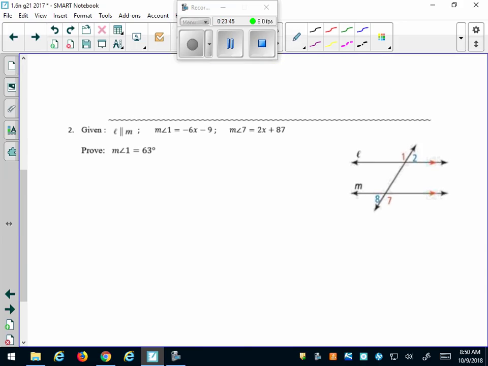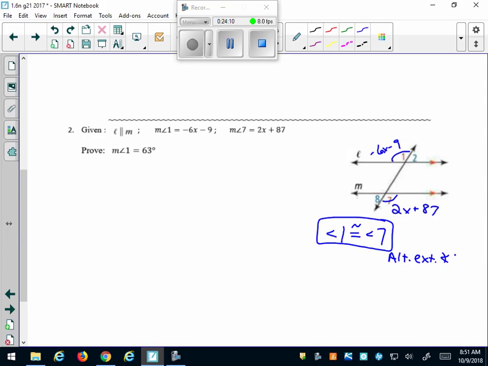L is parallel to M again. Measure of angle 1 is negative 6x minus 9, and measure of angle 7 is 2x plus 87. And again, you want to think about what is the relationship here, and angle 1 is going to be congruent to angle 7 because of the alternate exterior angles theorem. So you need to be able to recognize what type of angles these are. This is more vocabulary that you really need to be able to do.